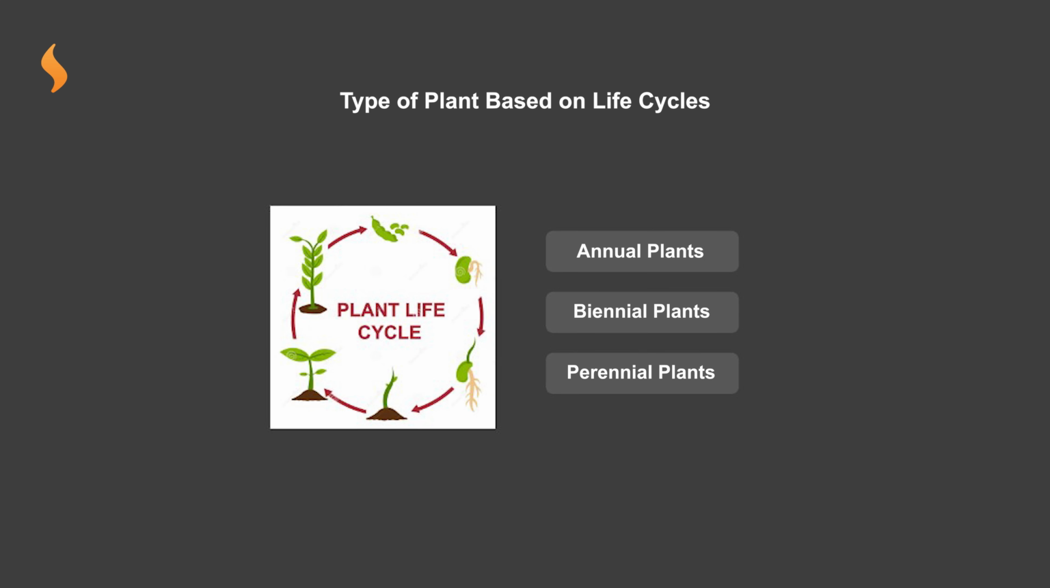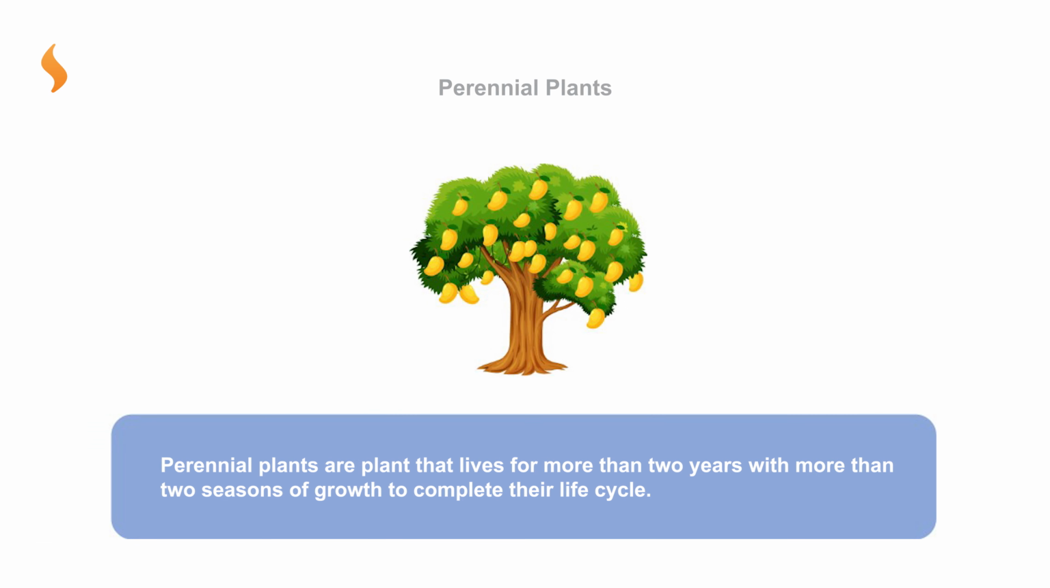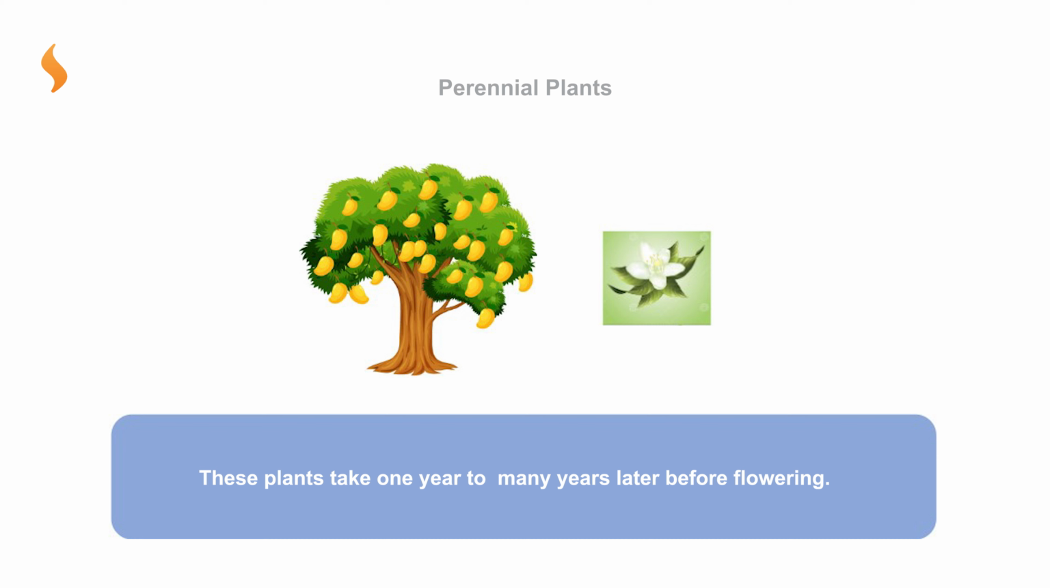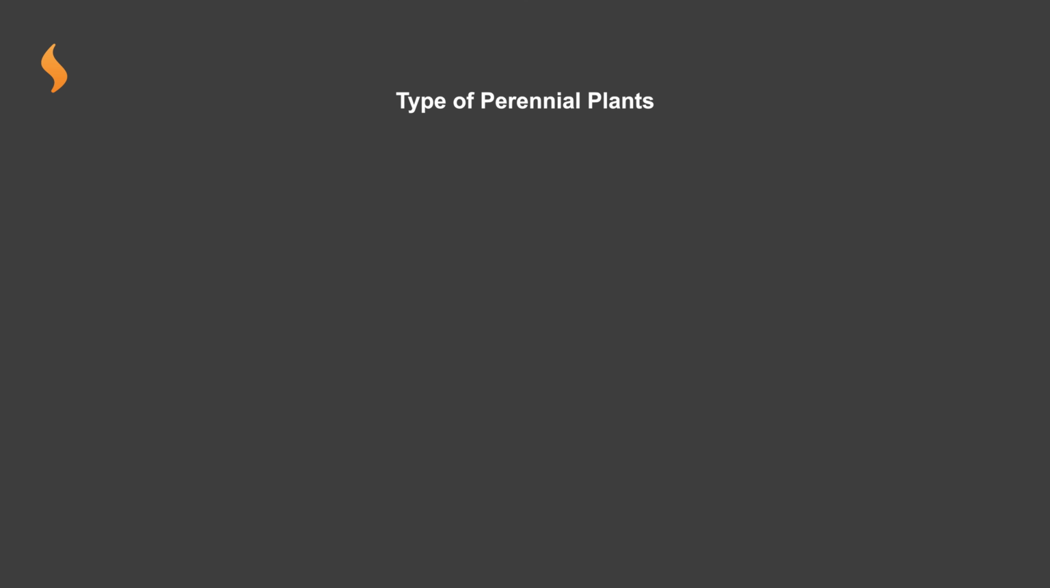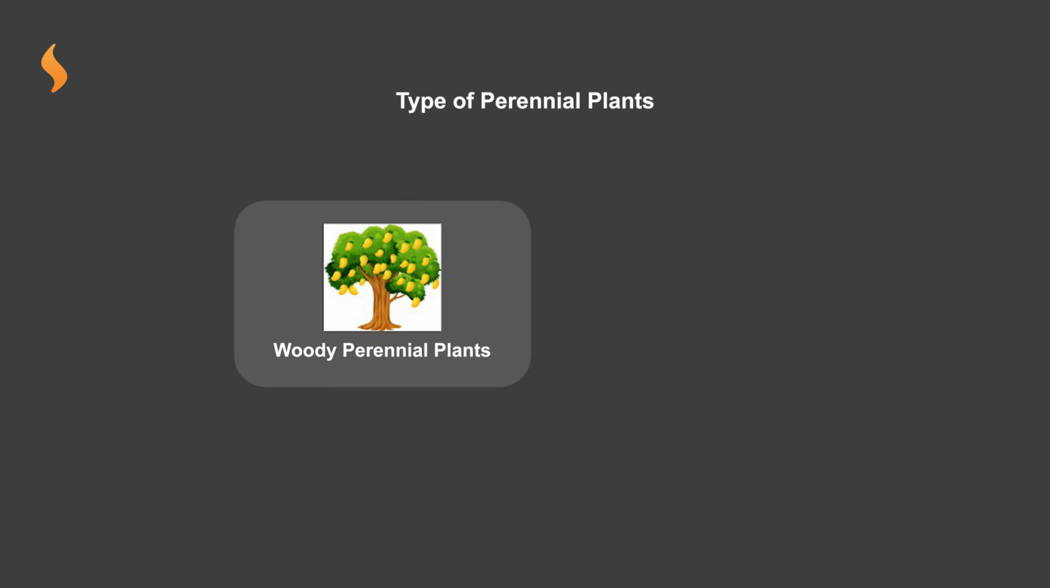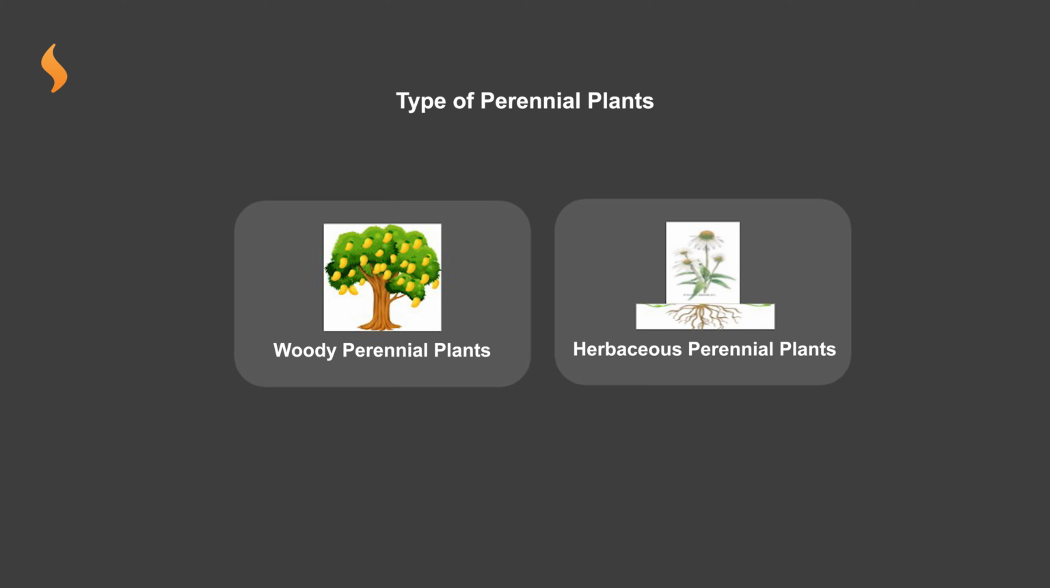The third type of plant life cycle is perennial plants. Perennial plants are plants that live for more than 2 years with more than 2 seasons of growth to complete their life cycle. These plants take 1 year to many years before flowering. There are 2 types of perennial plants, which are woody perennial plants and herbaceous perennial plants.